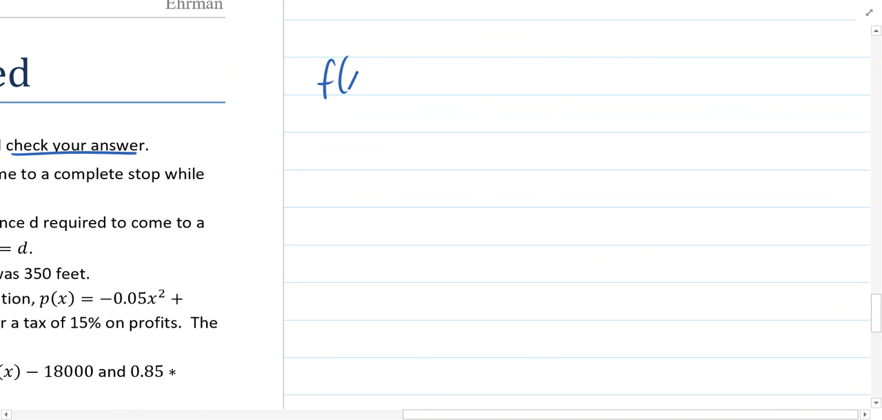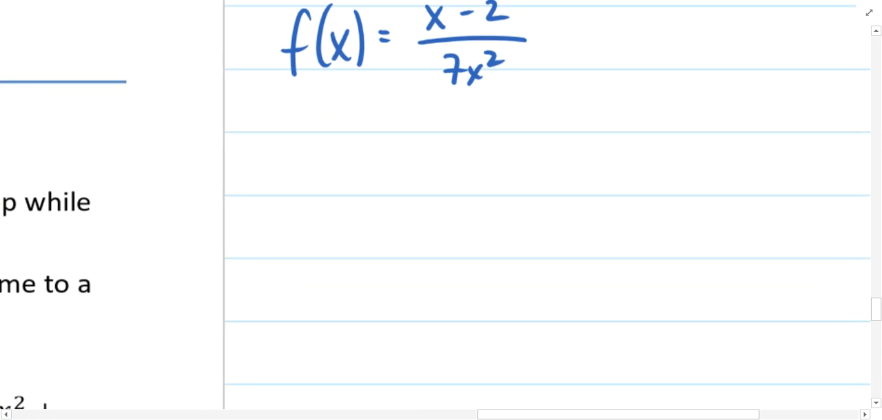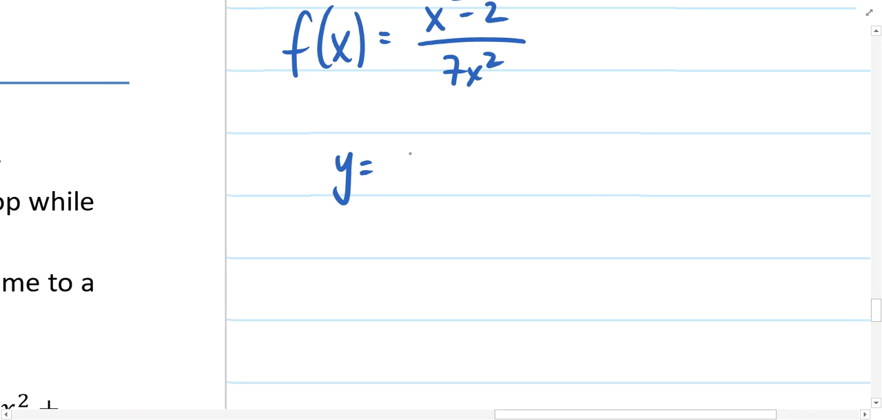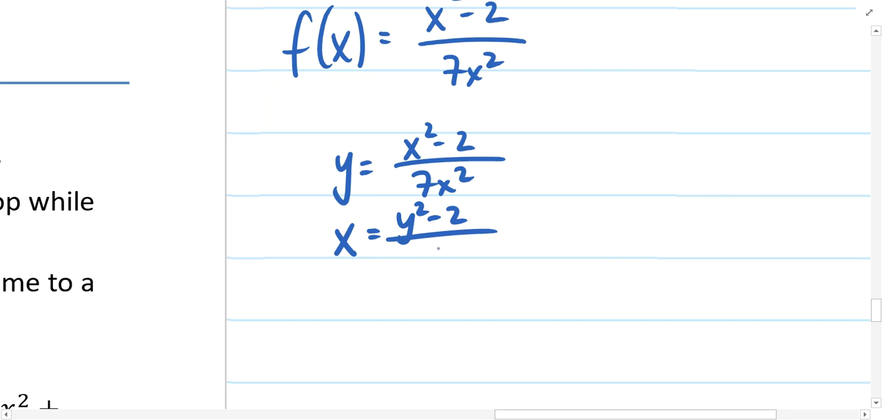So again, f of x is x squared minus 2 over 7x squared. And the way we establish an inverse is we first rewrite the function as y equals, and we will switch the x and the y because the inverse is essentially the opposite of the original function. And after we've rewritten with this new x and y, we'll solve for y by itself.